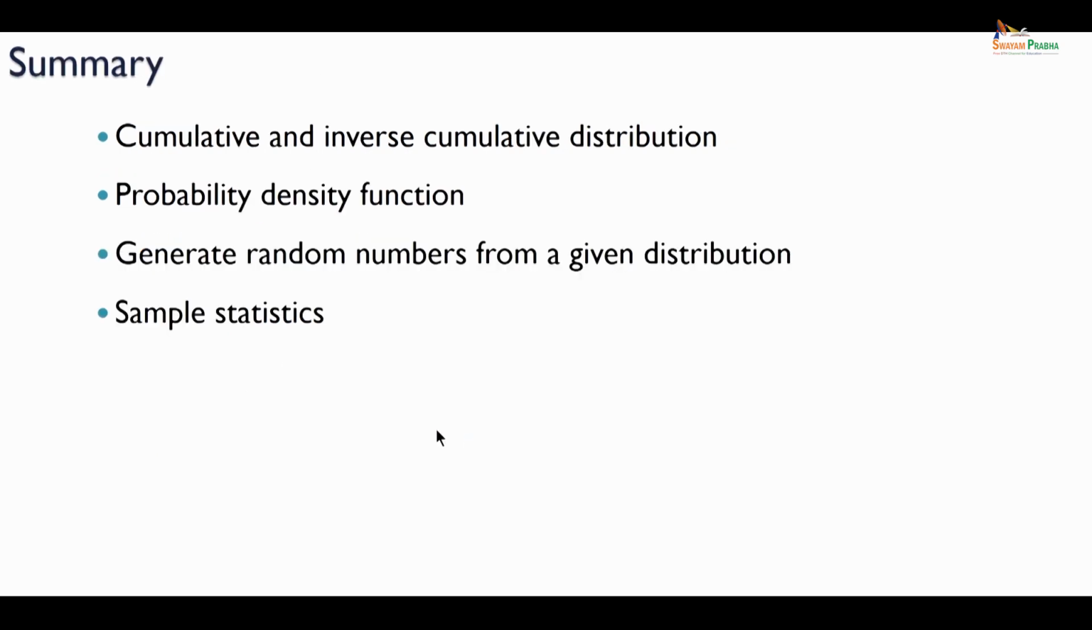To summarize, in this lecture we saw for a normal distribution how to get the cumulative and inverse cumulative distribution using P norm and Q norm. We also saw how to get a probability density function using the function D norm. We also saw how to generate random numbers from a normal distribution using the function R norm. We also looked at some of the sample statistics by varying the sample size, and we saw how the sample value coincides with the true value for a higher sample number.